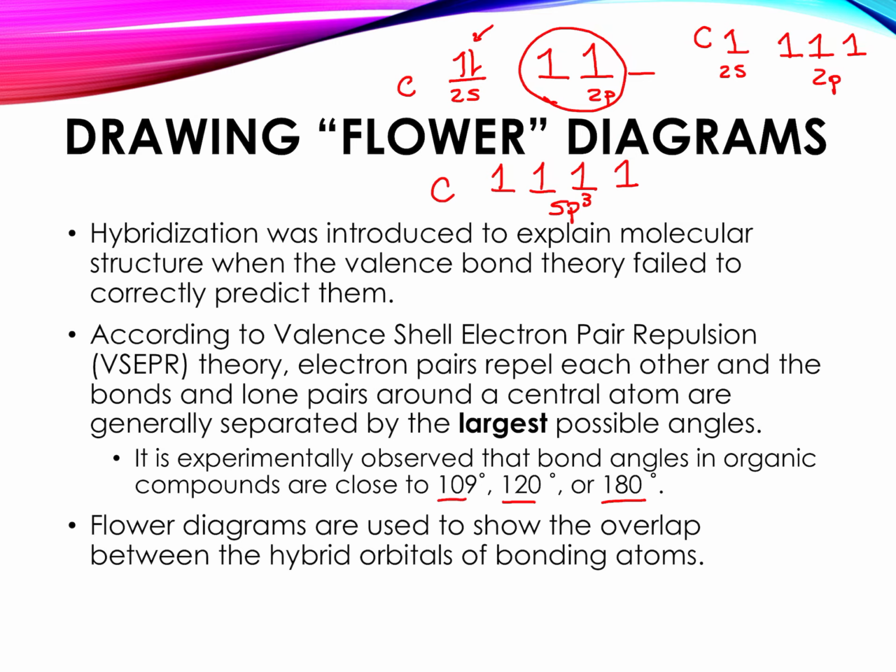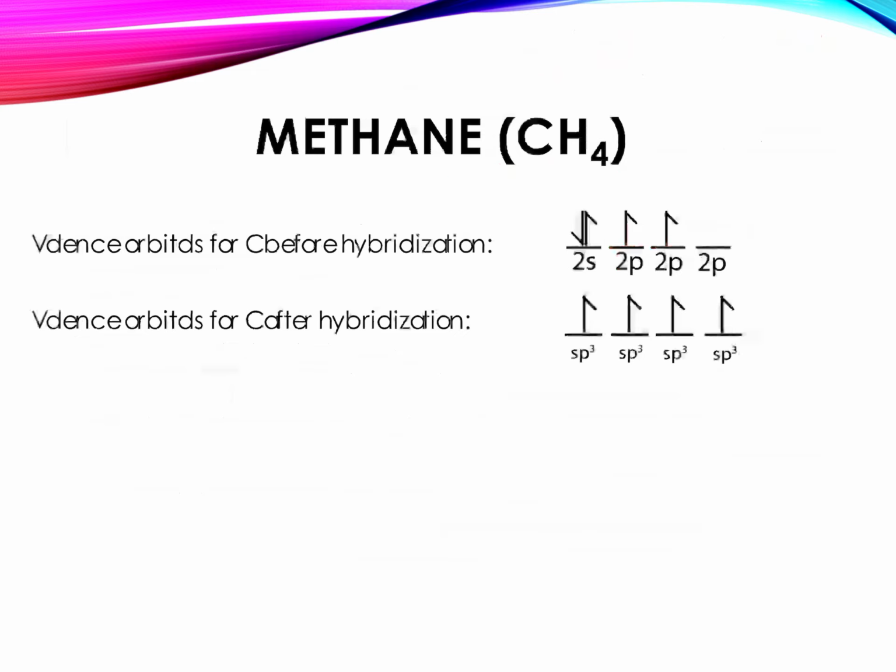And so then we're going to use these flower diagrams. It's kind of what we call them, they kind of look like flowers. They're used to show the overlap between the hybrid orbitals of the bonding atoms. This is usually the central atom that we're going to be showing these hybrid orbitals for. We're going to do lots of practice so you can see how this goes.